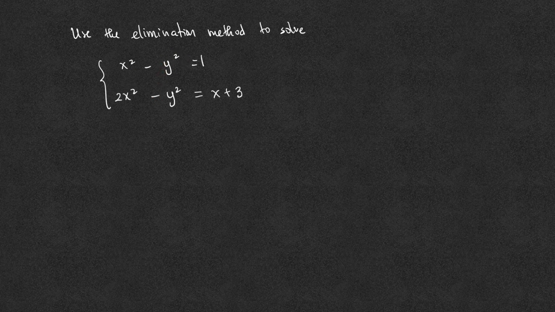Since y squared has the same amount already, we simply take the first equation and multiply by -1 to negate every term. We multiply the first equation by -1 to get -x squared plus y squared equals -1. Don't forget the right hand side. The second equation is still the same, 2x squared minus y squared equals x plus 3.